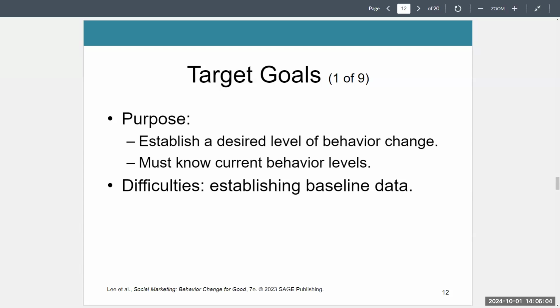So target goals are actually very important within your social marketing campaign, and they help with planning and guiding the desired level of behavioral change. So essentially, they work as a behavioral change benchmark. And so here, the target goals provide a clear picture of where you want your priority audience to be in terms of their behavior. What's the timeline? What does the roadmap look like? And what's the ideal timeline to move through it?